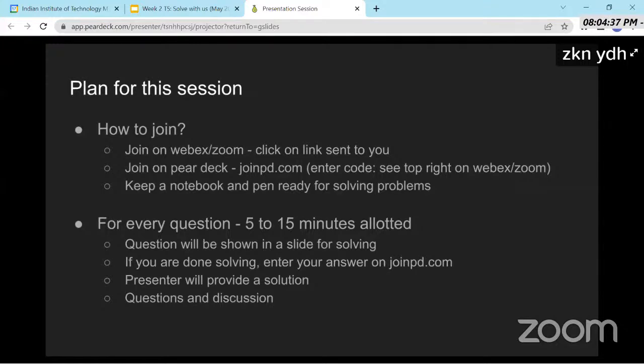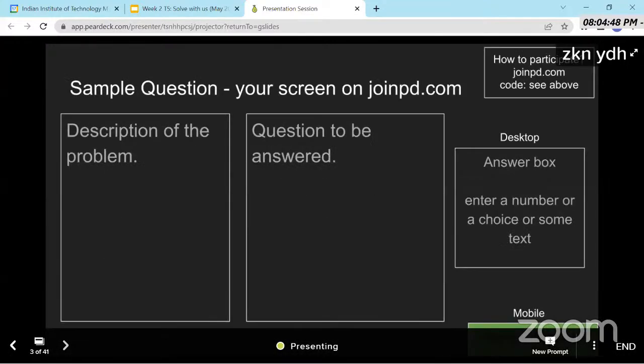I have one approach which I have written as a solution, and I'll be discussing that for sure. But if you have any other way of solving it, that is also well appreciated here, so we can discuss that as well. This is how the sample question looks for all those who haven't attended any session before. You will see a description of a problem, and then the question that you have to answer.